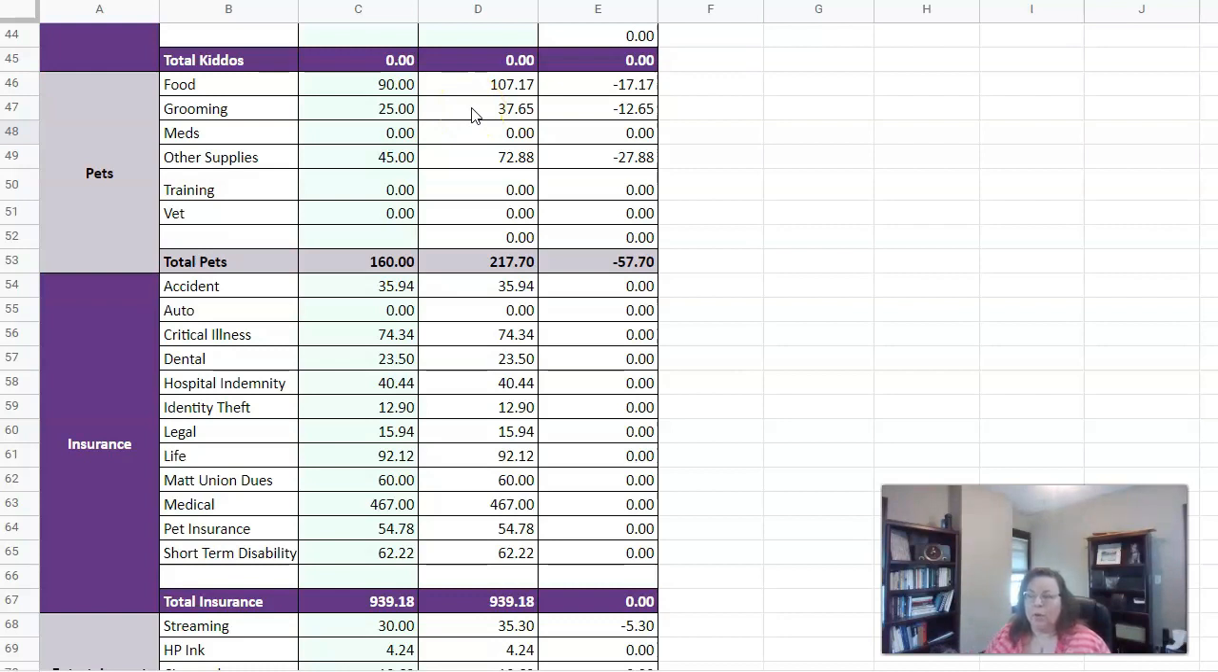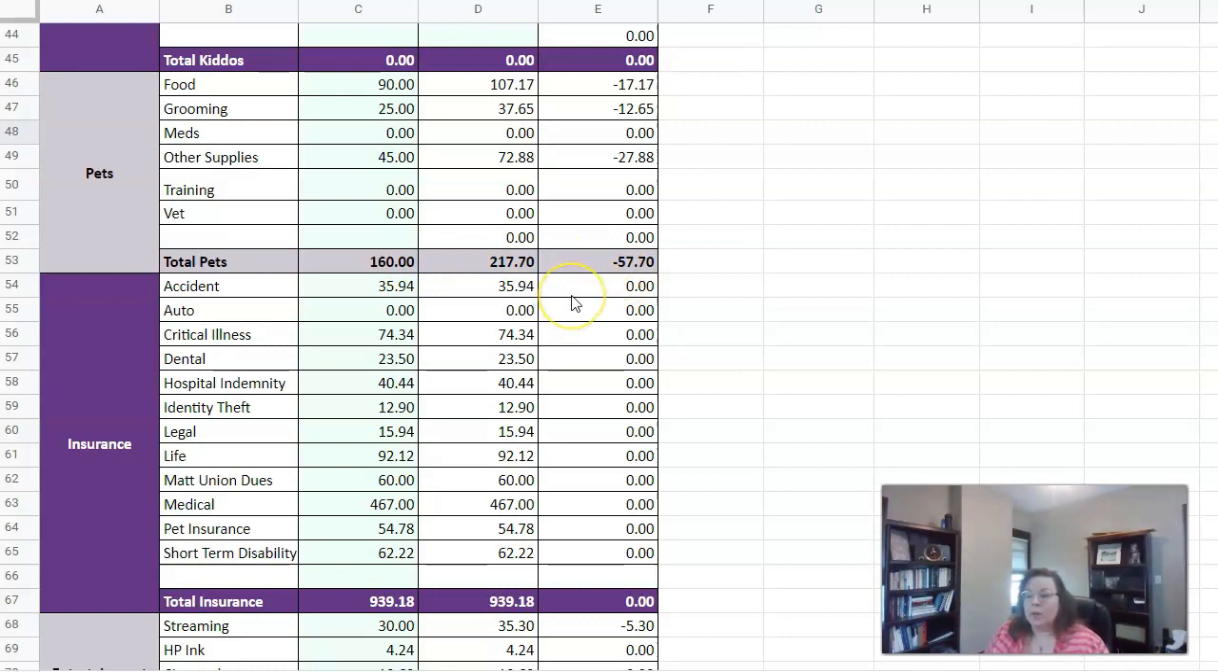We had to have Uther's ears cleaned out. Normally he just gets his teeth cleaned and his nails trimmed, but he needed to have his ears cleaned out. He had an ear infection that he got in April, so we were trying to keep ahead of that. And then other supplies were $72, bringing the total to $217, which is $57 over budget.